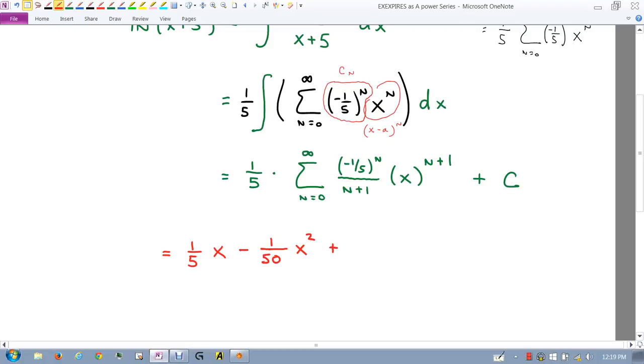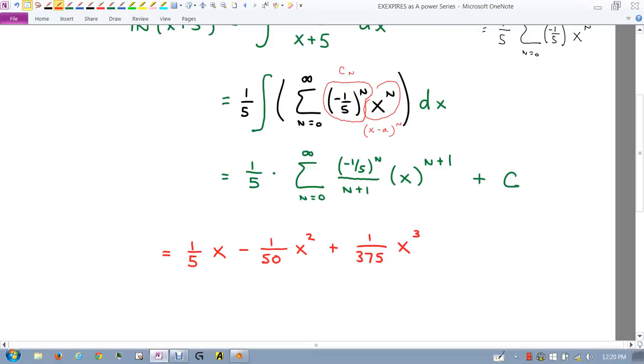Plus, what would the next one be? We'll just do one more. If n is 2, what do we have? Square this. 1/25th, divide that by 3. 1/25th divided by 3 is 1/75th times 1/5. 5 times 75? 375. So 1 over 375 x to the third.